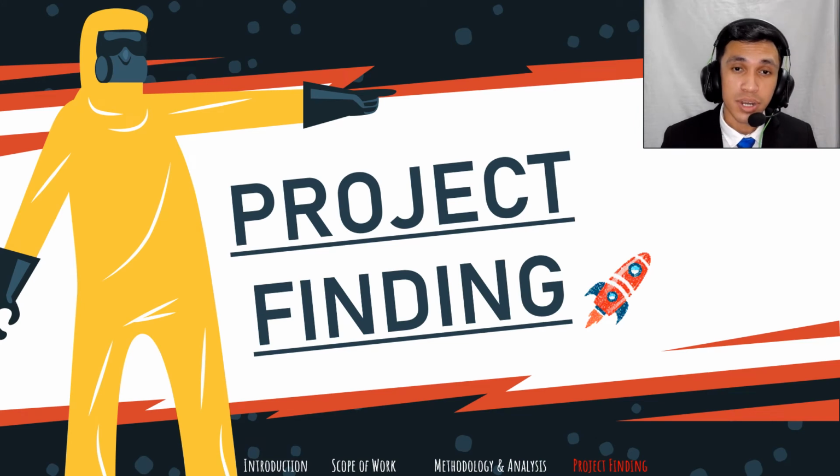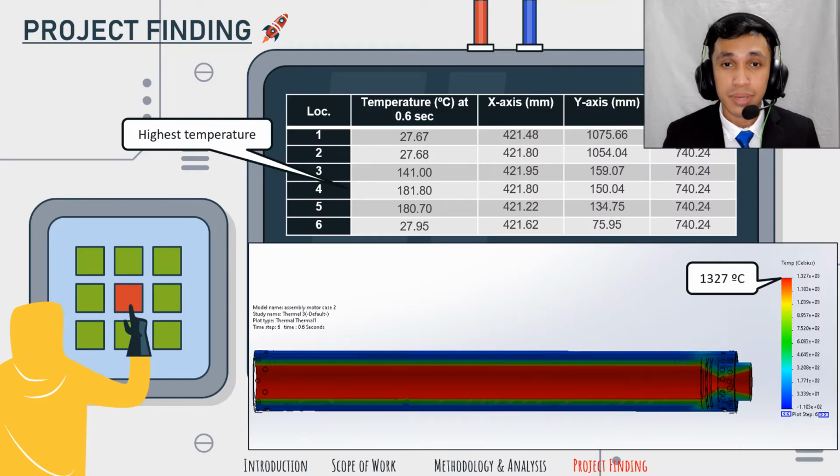The second last part of the presentation is the project finding. Based on the table shown, there are 6 locations that probe on the interior of the aluminum casing at 0.6 seconds. It was observed that at 0.6 seconds, the highest temperature reached was 181.8 Celsius. For your information, the melting point of 6061 T6 aluminum is 650 Celsius.